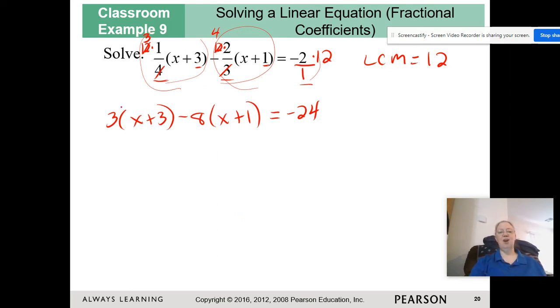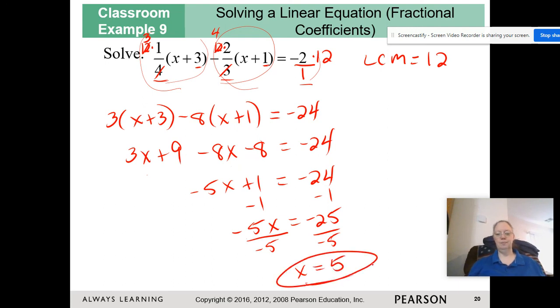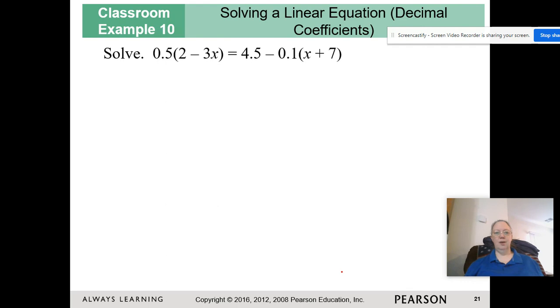So once I've eliminated the fractions, now I'm going to distribute 3x plus 9 minus 8x minus 8. Once again, don't forget to distribute. You got to multiply that second number there. Combine like terms. Get my constant on the other side. And -5 times x, the opposite of multiply is divide. All right. Okay, so similar sort of thing.